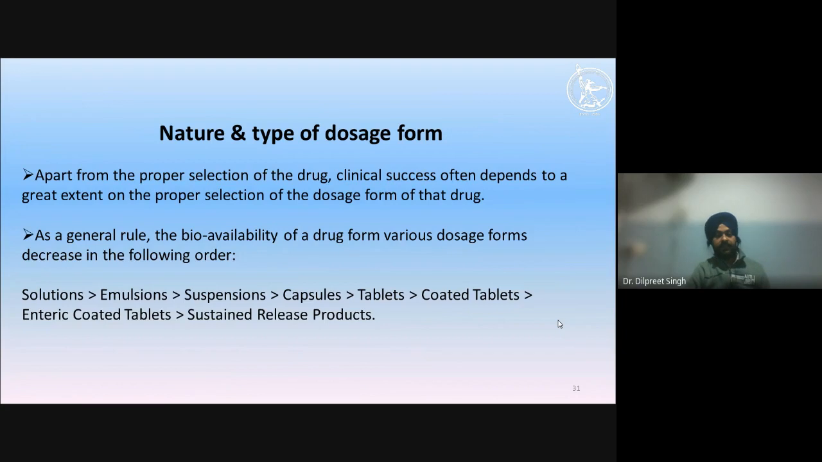Apart from the selection of the dose regimen, the nature and type of the dosage form is also a better alternative to improve bioavailability. As a general rule, the bioavailability of a drug from various dosage forms decreases in the following order: solution exhibits higher solubility and bioavailability, then emulsion, then suspension, then capsule, then tablets, then coated tablets, then entirely coated tablets, and then the sustained release product. The sustained release product sustains the release, so the bioavailability and absorption is quite reduced as compared to the solution form.